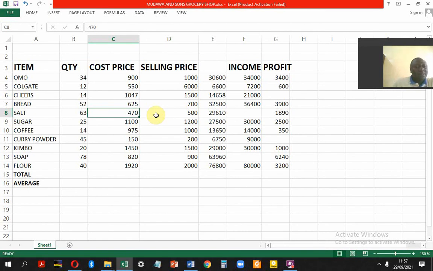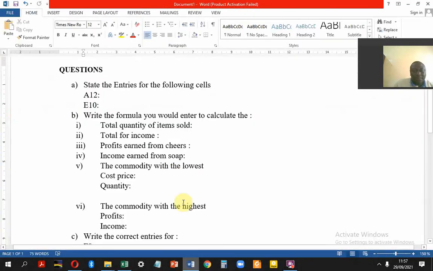This number is telling us to study the figure below and answer the questions that follow. These are the questions that we are going to look at: the questions state the entries for the following cells, A12 and then E10. We are going to answer them one by one.